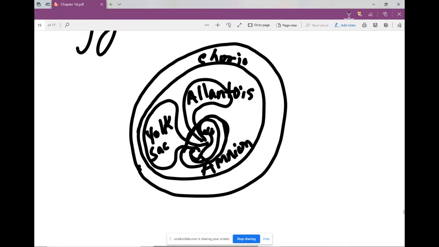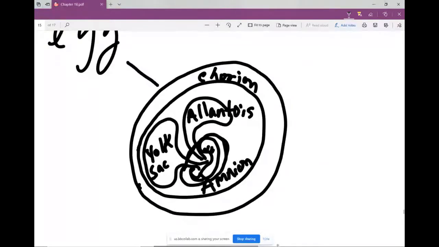You don't have to know all of this. Right, so that's the egg. So that's the eggshell. And you have the chorion, and then the amnion that surrounds the embryo, and the yolk sac, which feeds food to the embryo, and the allantois, which takes waste away from the embryo.